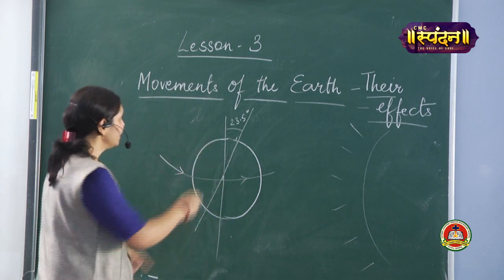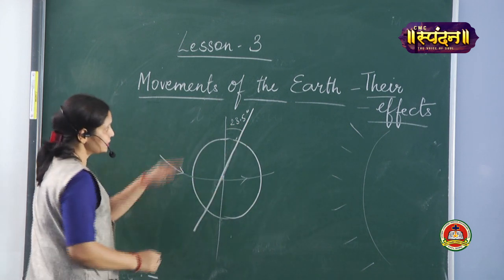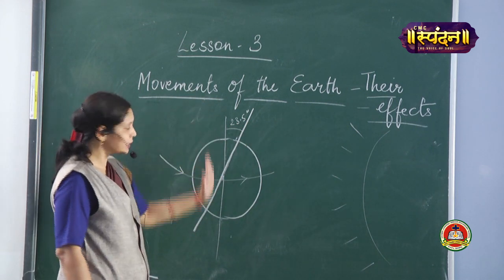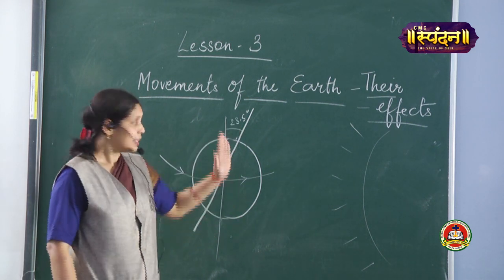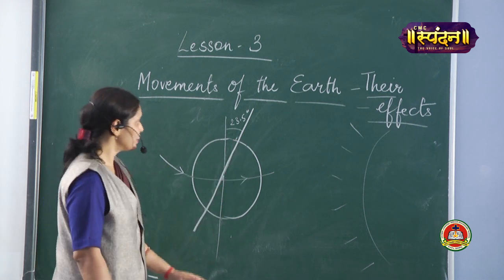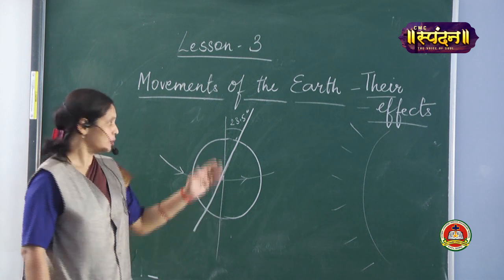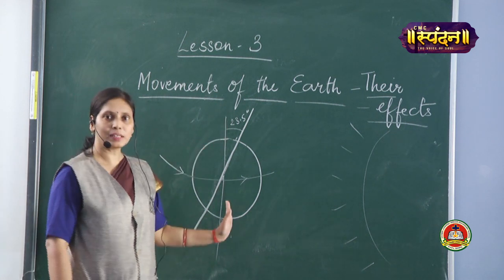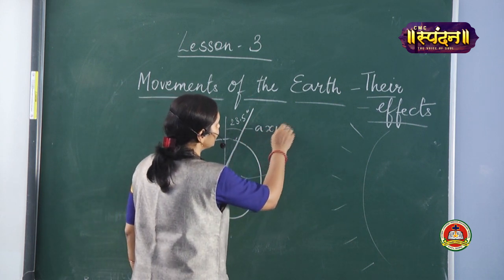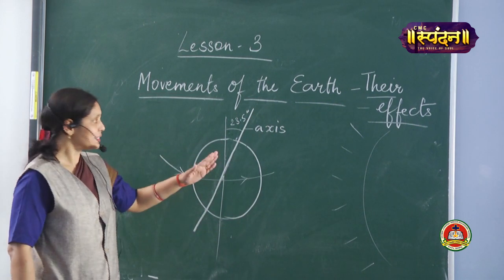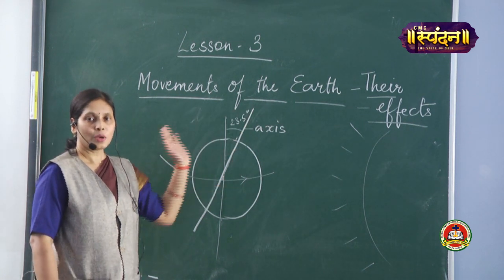If you see here, this line is known as the axis. Axis is never a straight line. I have drawn a vertical line to make you understand that this axis is not straight. It is bent a little bit. And how much is it bent? It is bent at 23.5 degrees in terms of the vertical line drawn here. So this line, which is bent a little bit, is known as the axis of the earth. And this is the axis along which the earth is rotating.